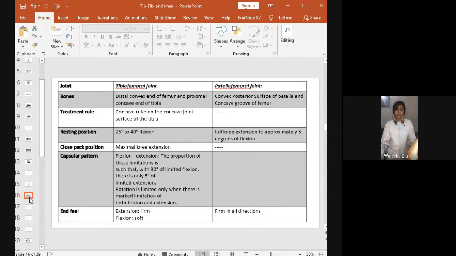The end feel of the tibiofemoral joint in extension is firm because of the ligaments. For flexion, it is soft because of soft tissue approximation, the calf muscles and the hamstrings. So in full extension, the end feel is firm, but in the case of flexion, the end feel of the tibiofemoral joint is soft. But in the case of the patella, it is firm in all directions.